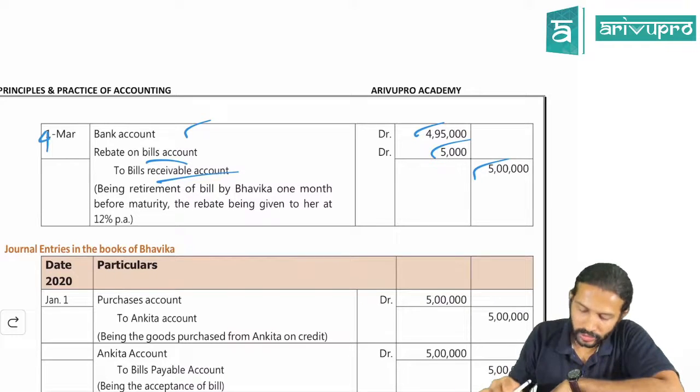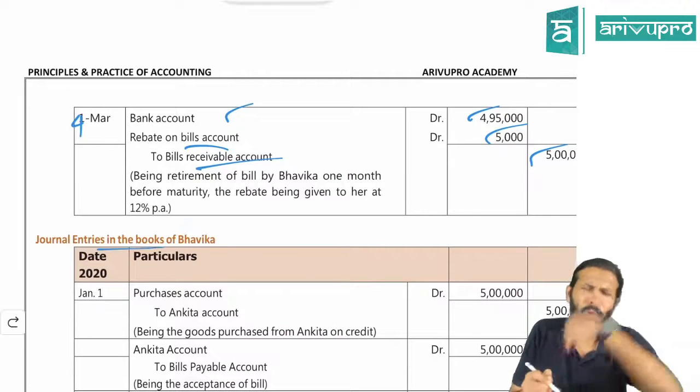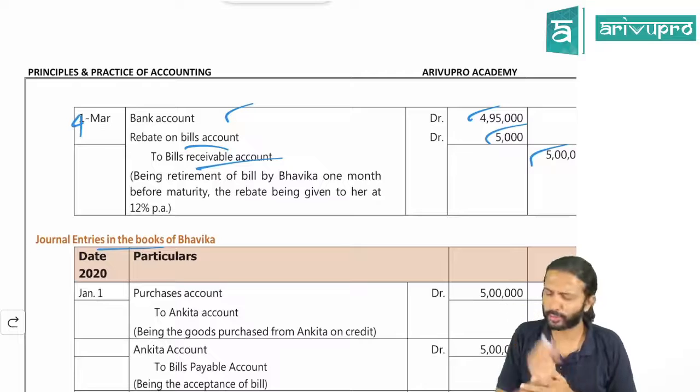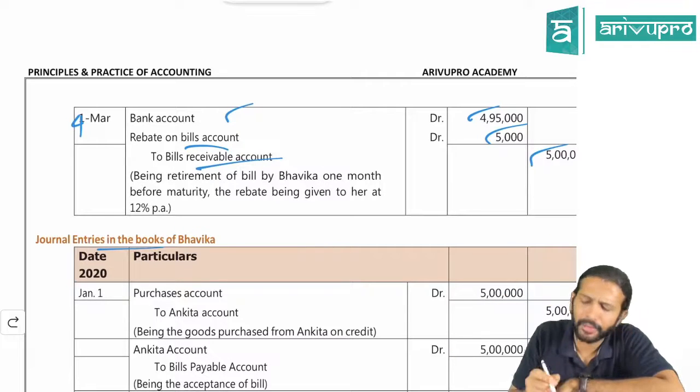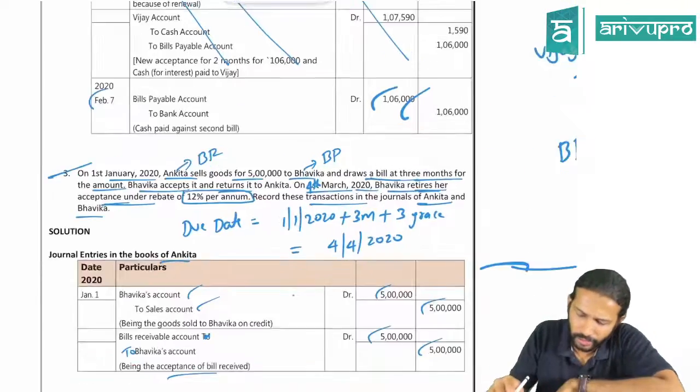Okay. Now that's all. Alright, I'll give you a full problem as homework. Why leave it midway? So now you need to pass the journal entry in Bhavika's books. Again, we'll come back to the scenario.